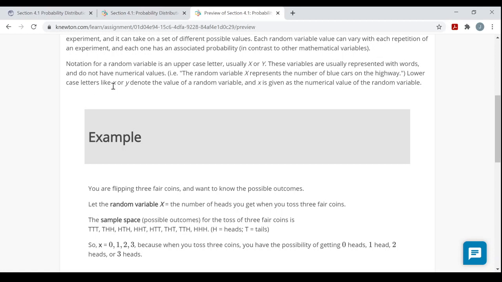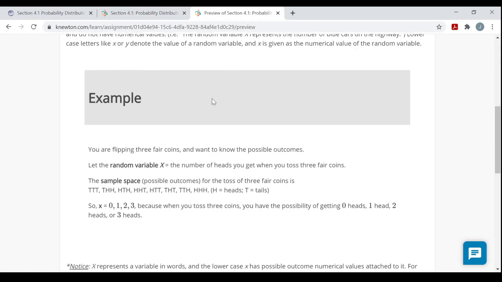Lowercase letters like little x or little y denote the value of a random variable, and little x is given as a numerical value of the random variable. All right, so for example, the experiment here is, you are flipping 3 fair coins, and you want to know the possible outcomes. So a variable associated with this experiment could be the following. This is just one example. Say the random variable capital X represents the number of heads you get when you toss the 3 fair coins.